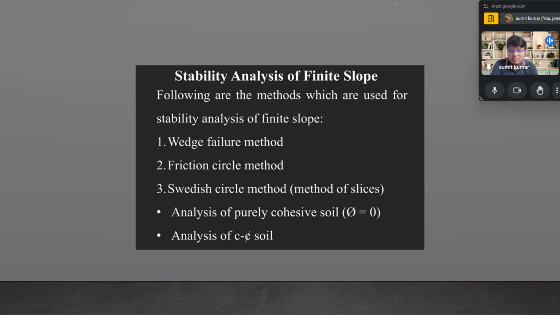Some of the methods used for the stability of finite slopes are the wedge failure method, the friction circle method, and the Swedish circle method, which is also called the method of slices. The Swedish circle method is used for the analysis of purely cohesive soil, that is phi equal to 0, and for the analysis of c-phi soil as well.